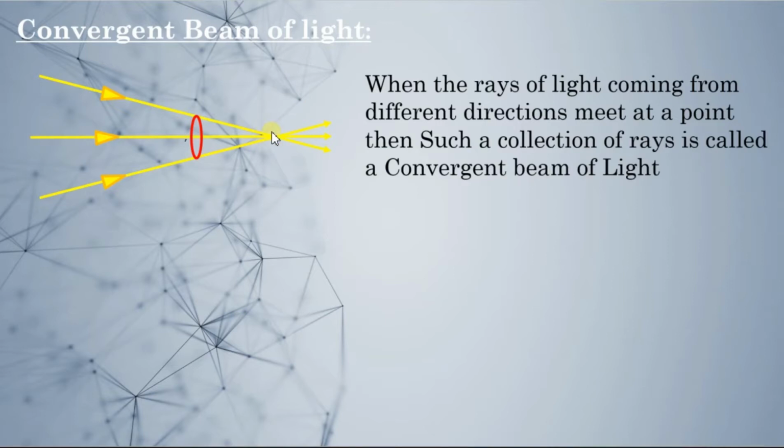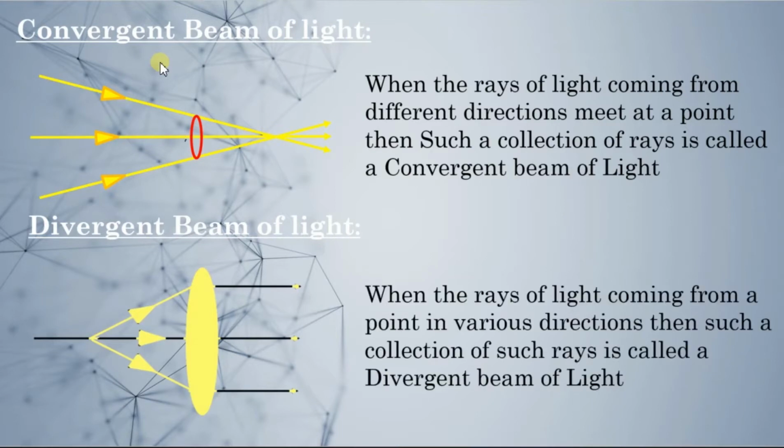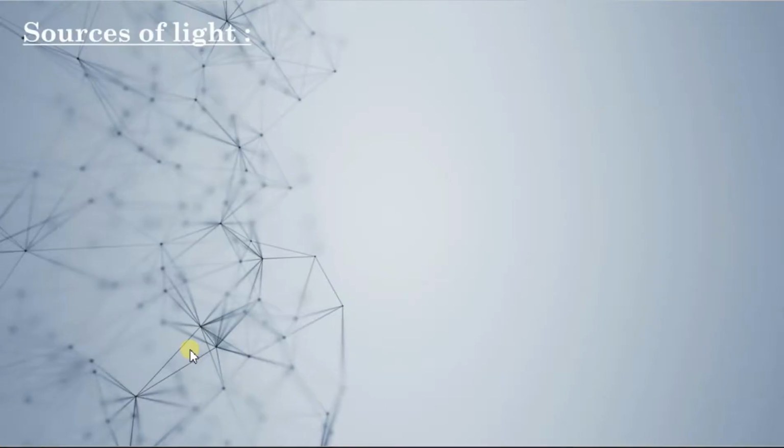Next, the divergent ray. Here you are able to see that they are moving away. When the rays of light are coming from such a point in various directions, such a collection of rays is called a divergent beam. Here you are able to see that the rays are coming from a point and they are moving away in different directions. What is the source? The object that can give the light is called the source of light.